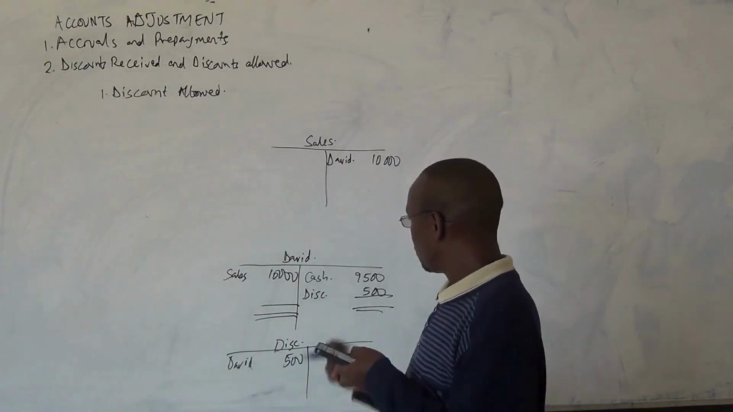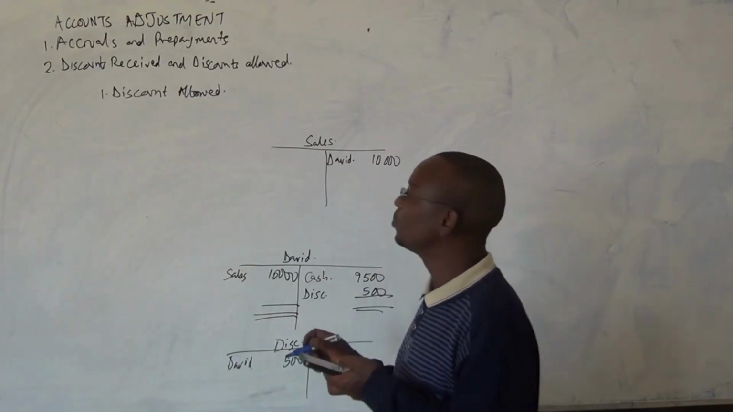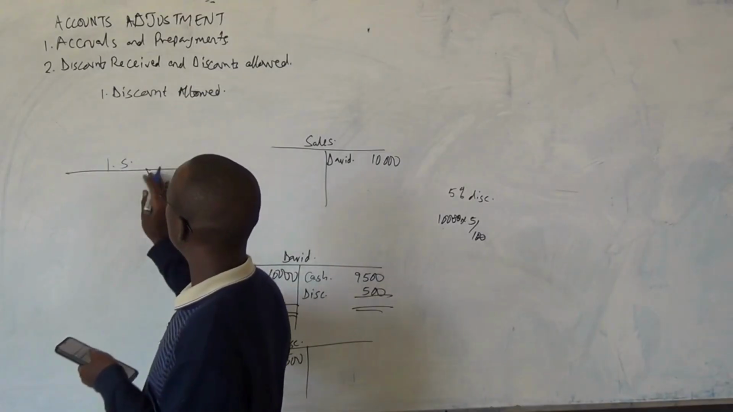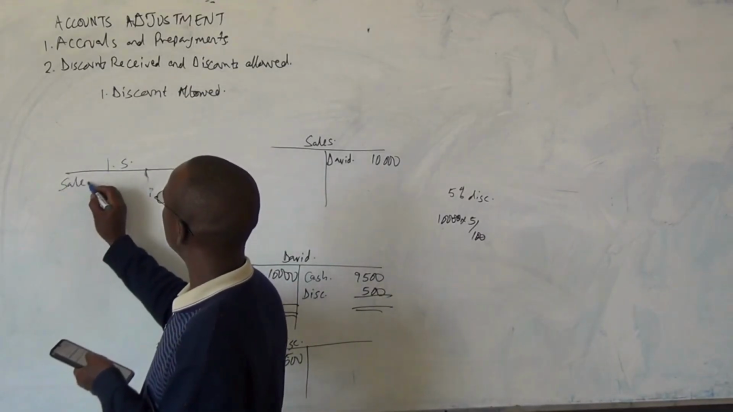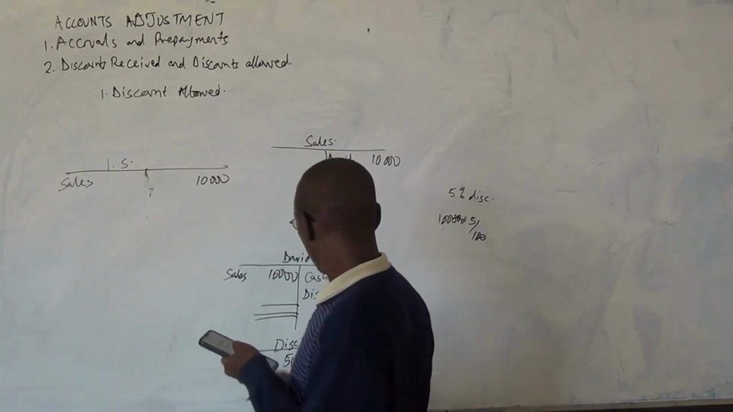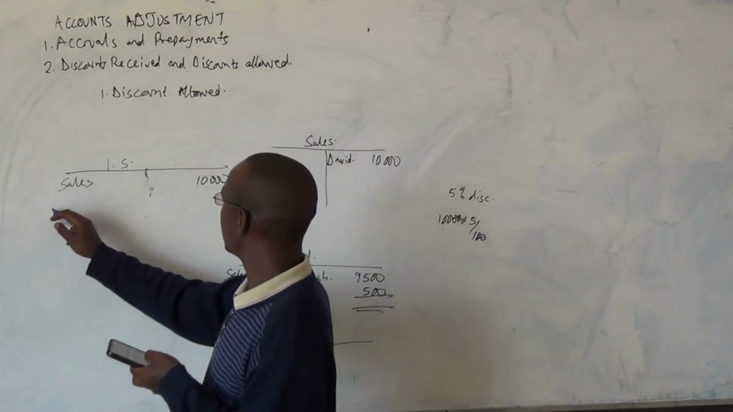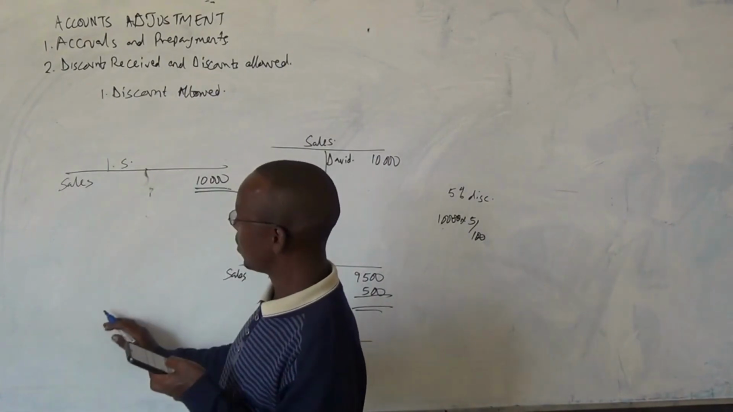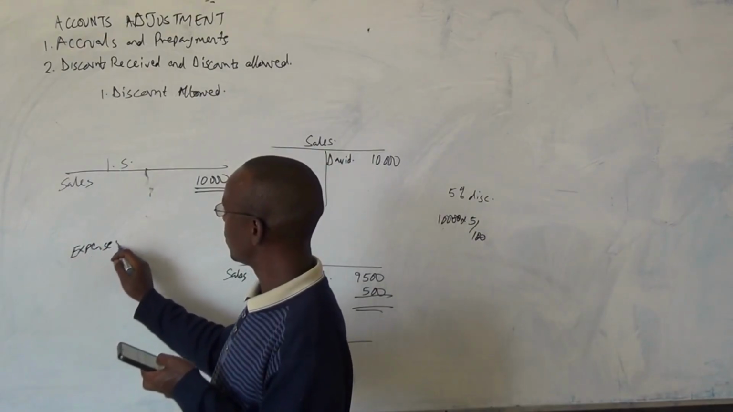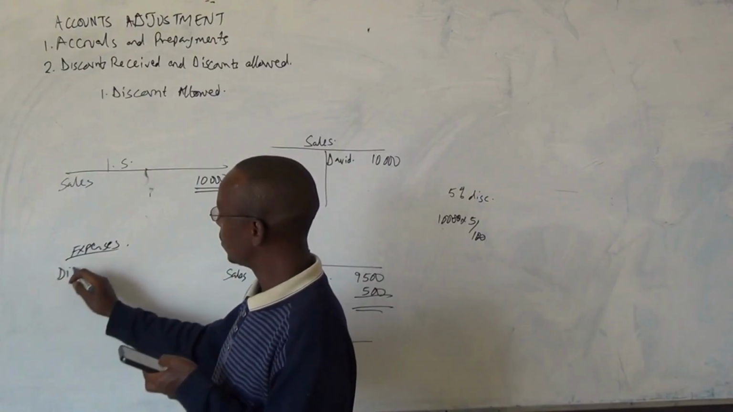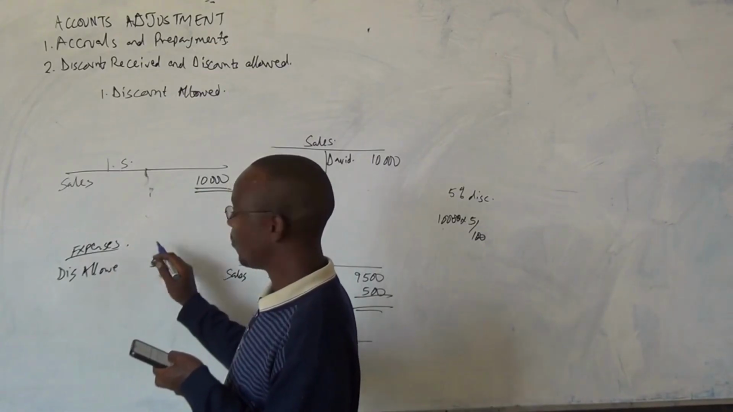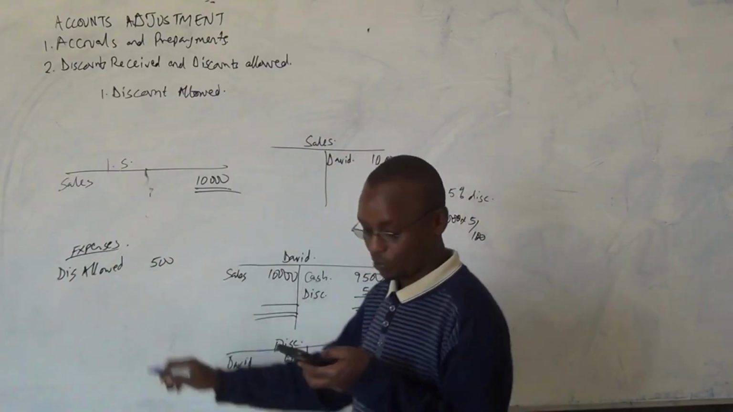Then what happens when you come to the income statements? The sales will be 10,000. Okay? But when it comes to expenses, we have other items here. When we come to expenses, we will have what? Discount allowed. Discount allowed will be an expense here, 500, among other expenses.